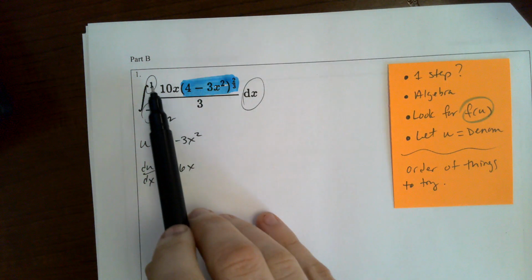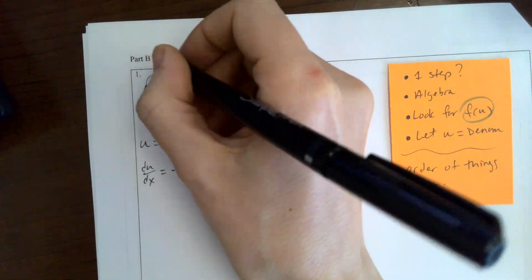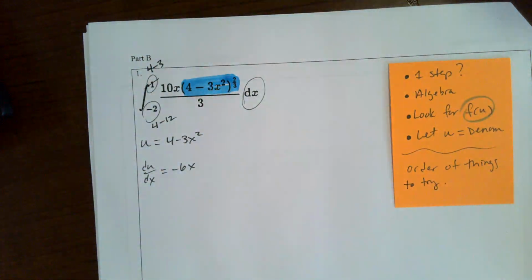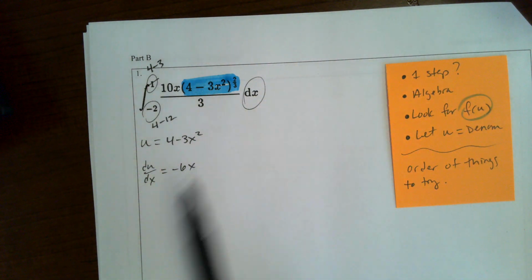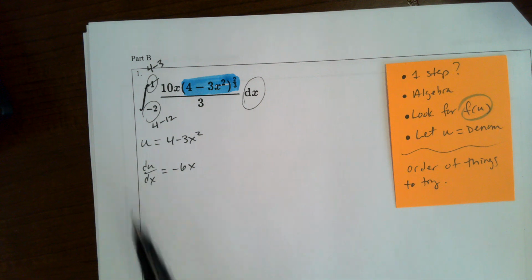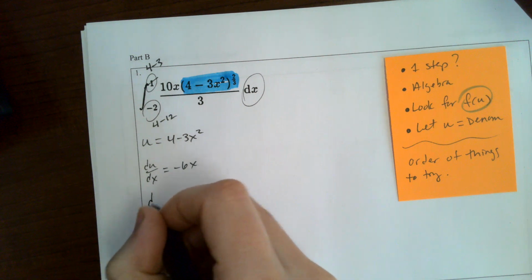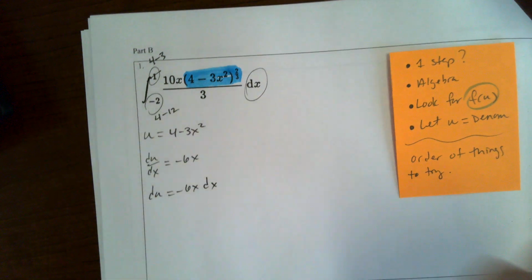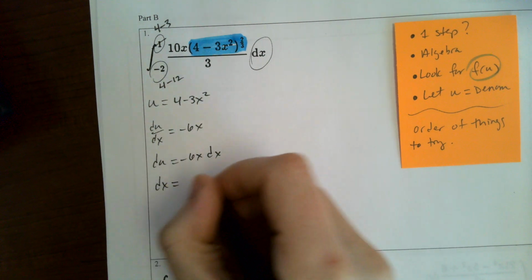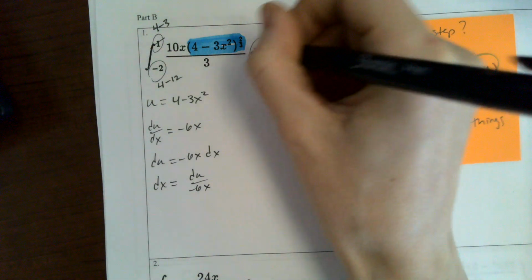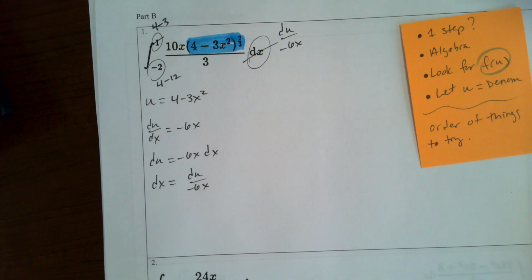Okay, and then I plug the 1 in here, and I get 4 minus 3. So this is, oh, it's actually still going to be 1. 4 minus 3. All right. Now, how am I going to replace the dx? You're going to solve for dx right here. Okay. So, what I can do is I can multiply both sides by dx. And then I divide both sides by negative 6x. So dx equals du over negative 6x. So I'll cross that dx out. This is going to be du over negative 6x.